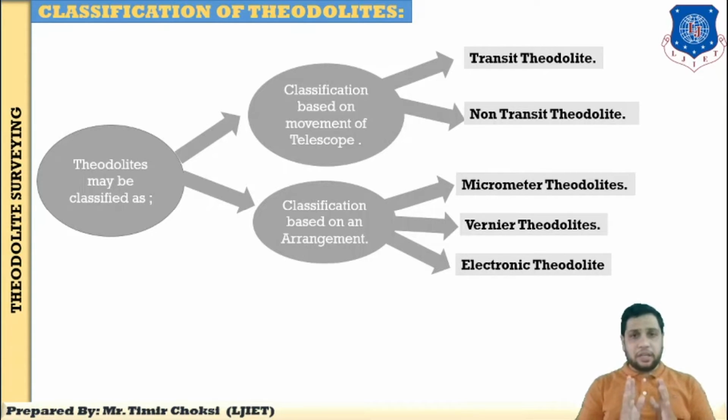In this session, and in all the sessions on the theodolite, I focus on one theodolite: the transit vernier theodolite. Classified based on movement, I have taken the transit, and based on arrangement, I have taken the vernier. So the full name of the theodolite is transit vernier theodolite.